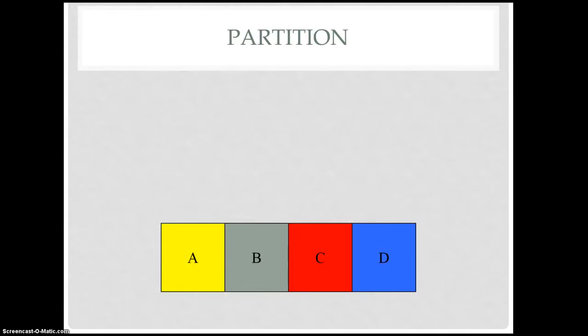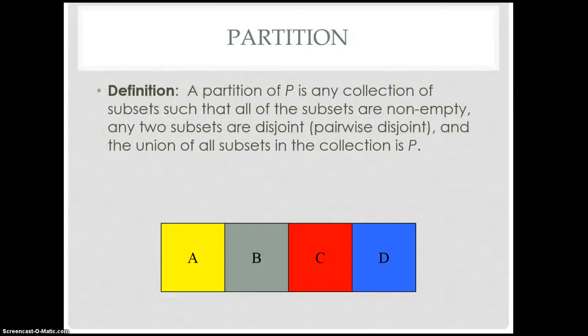So, partition, our second vocabulary term and our last. A partition of P is any collection of subsets such that all of the subsets are non-empty. That means they got to have something in them. Any 2 subsets are disjoint. In other words, they have nothing in common. And the union of the subsets is the entire collection P.